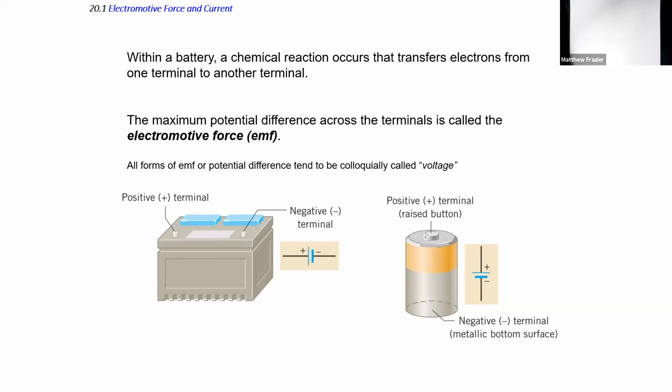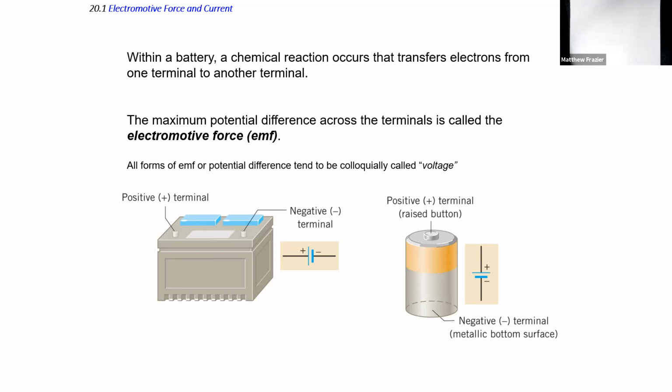So, I mean, you've seen different sorts of these. In the lab, you saw the little cylindrical cells, the D cells, positive terminal on top, negative terminal on the bottom. And they have symbols for them. The symbol has a longer line for positive and a shorter line for negative.